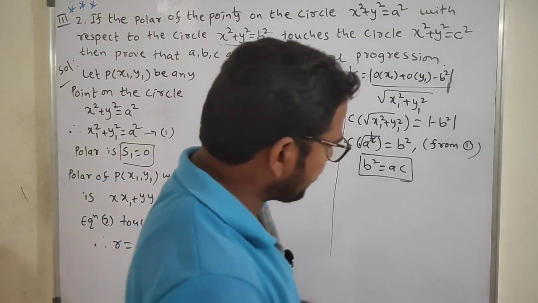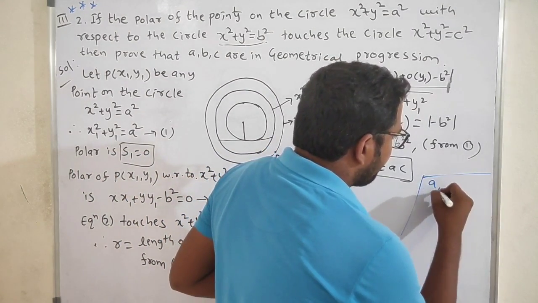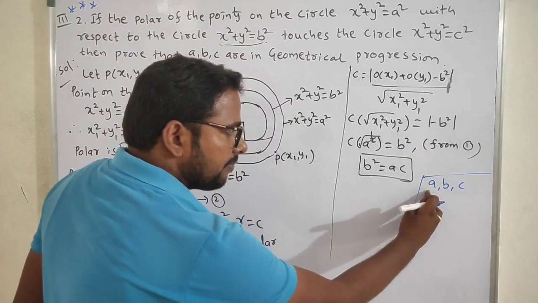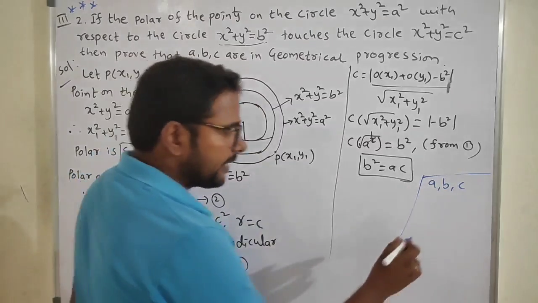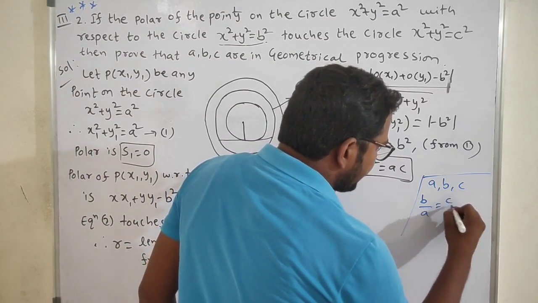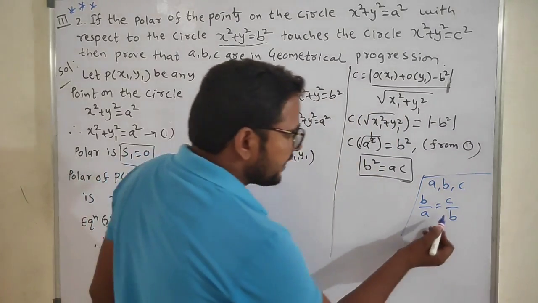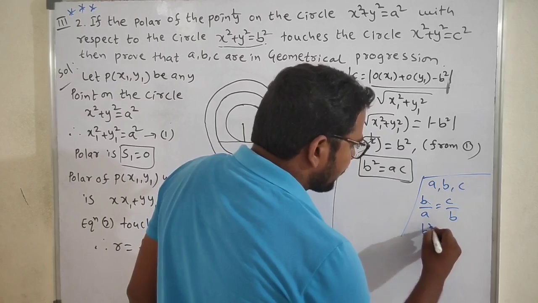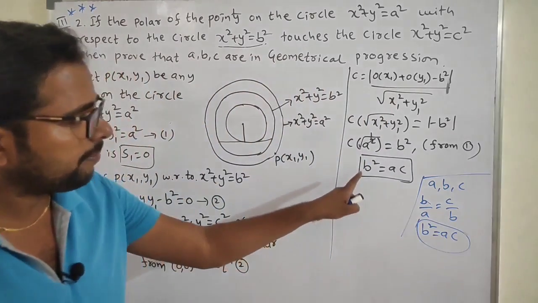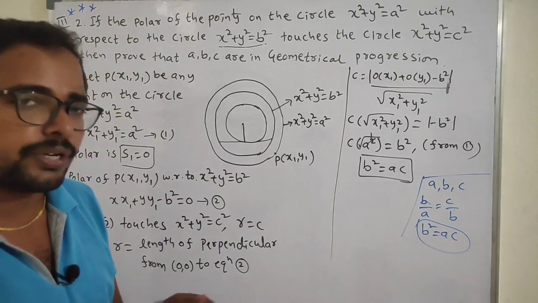10th class లో వస్తుంది geometric progressions, GP. Suppose A, B, C 3 terms ఉన్నాయి. 3 terms GP లో ఉండాలంటే కండిషన్ ఏంటి? సెకండ్ టర్మ్ బై ఫస్ట్ టర్మ్ ఇస్ ఈక్వల్స్ టు థర్డ్ టర్మ్ బై సెకండ్ టర్మ్. అంటే T2 బై T1 ఇస్ ఈక్వల్స్ టు B బై A ఇస్ ఈక్వల్స్ టు C బై B. క్రాస్ మల్టిప్లికేషన్ చేయండి, B స్క్వేర్ ఇస్ ఈక్వల్స్ టు AC. ఇది GP కండిషన్. అంటే మన కండిషన్ వచ్చింది కదా, B స్క్వేర్ ఇస్ ఈక్వల్స్ టు AC. Therefore ABC are in geometric progression.